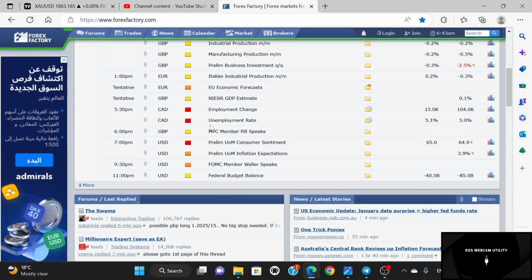In the evening we will have the Canadian unemployment rate, and that is also very important, and it will affect the market a lot since the Canadian dollar is part of the basket for the dollar index. Also at 7 o'clock we will have the University of Michigan consumer sentiment, and that is also a high-impact indicator. So we have to watch these indicators and be careful with them.